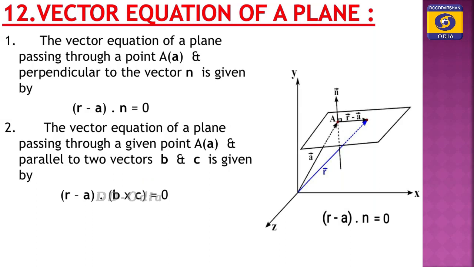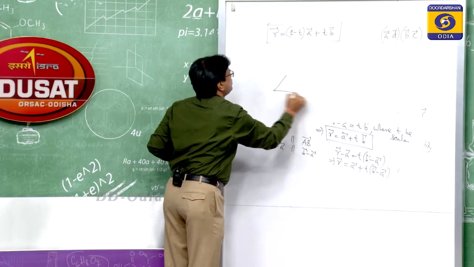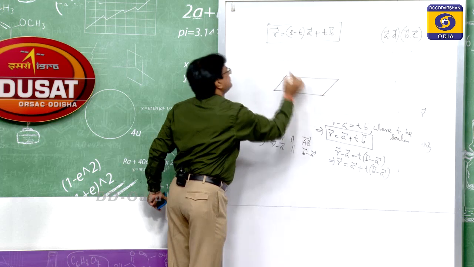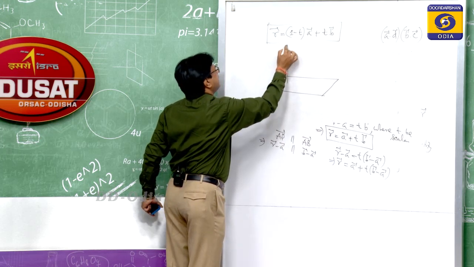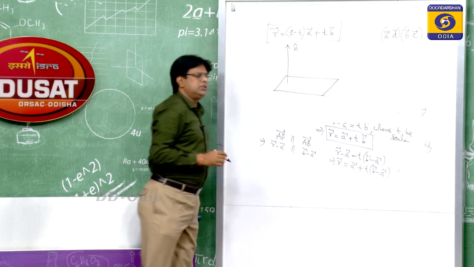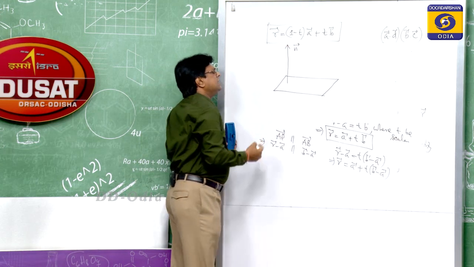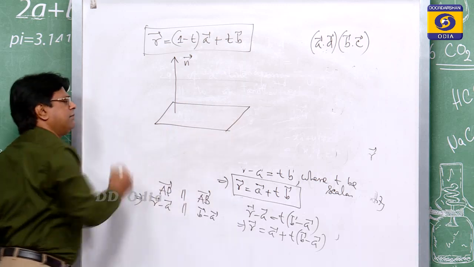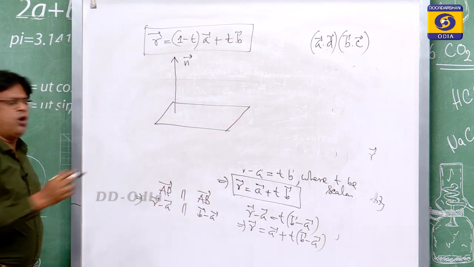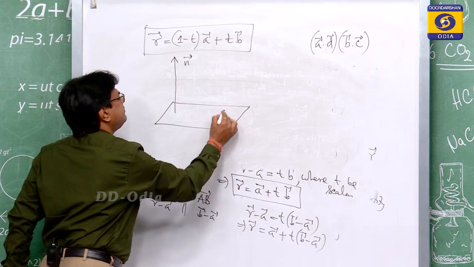Then we come to the vector equation of a plane. Suppose we consider a plane, and this is a normal vector. This is a normal vector or unit vector or any vector. So, this plane passes through a point, suppose A.